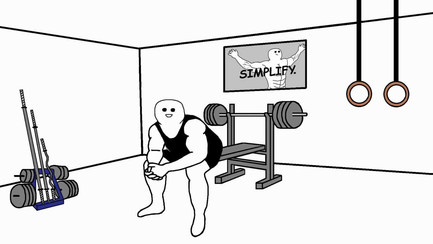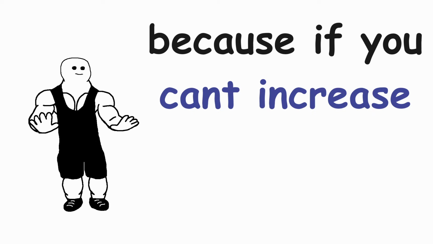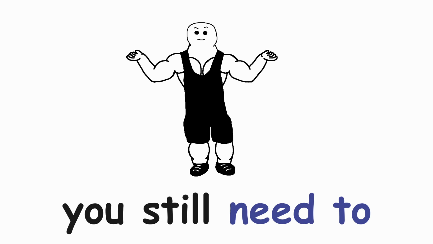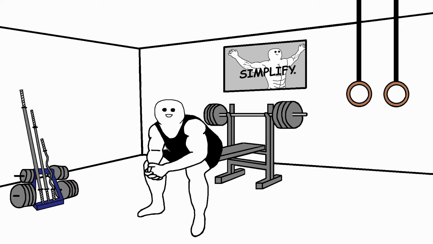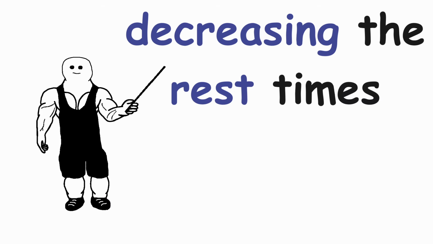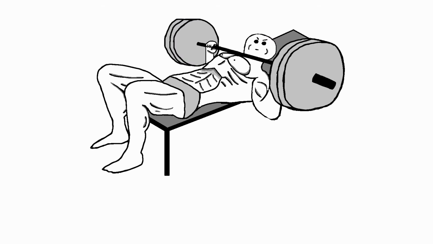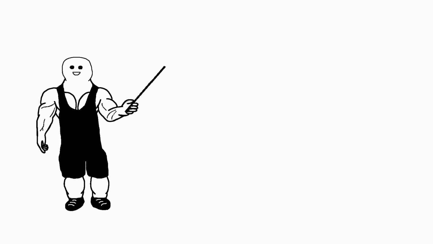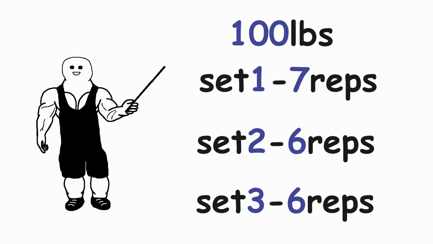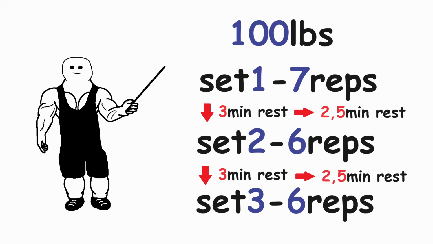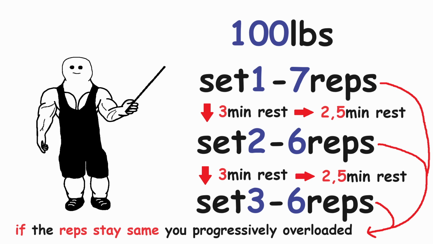Now let me tell you about the less known types of progressive overload, which are very good for breaking plateaus. Because if you can't increase the weight or reps anymore, you still need to progressively overload somehow. So the first one is decreasing the rest times between the sets. So let's go back to the bench press example. If you did for example 100 pounds for sets of 7, 6 and 6 reps, while resting 3 minutes between the sets, decrease the rest to 2.5 minutes. And if you get the same number of reps as you did with 3 minutes of rest, you progressively overload it.